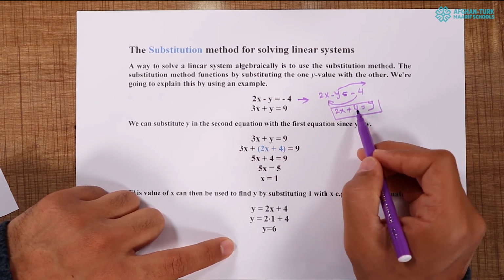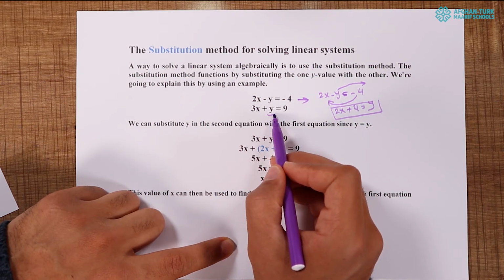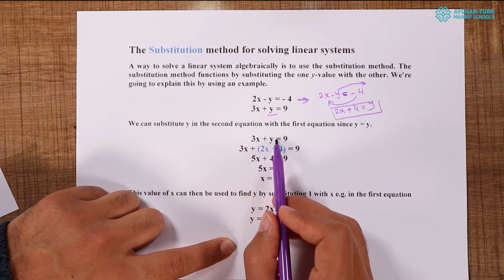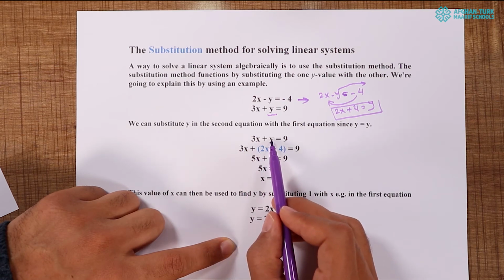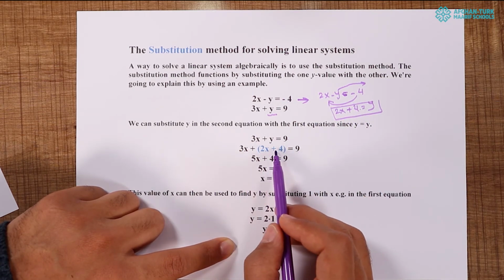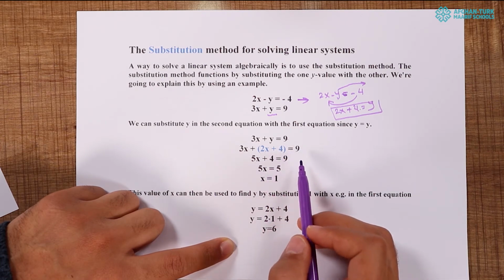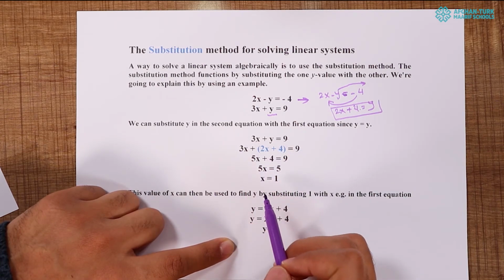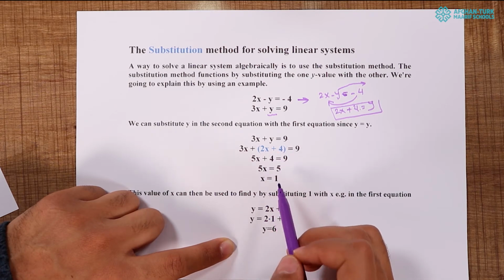Now we are going to substitute this value into the other equation, 3x plus y is equal to 9. Now instead of y, we have to write 2x plus 4. 3x plus 2x plus 4 is equal to 9. Now 3x plus 2x is 5x, and 4 itself is equal to 9.